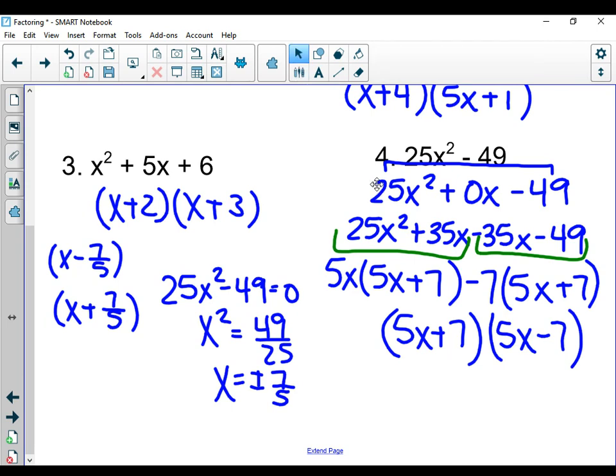So, what's the shortcut you say? This is a minus sign. Another word for that is difference.